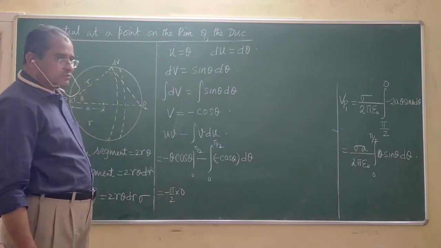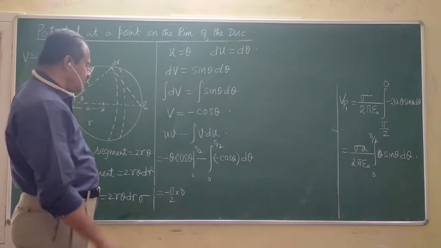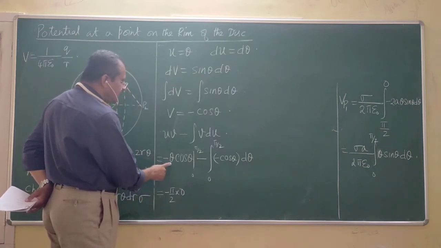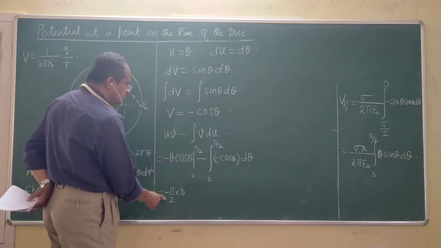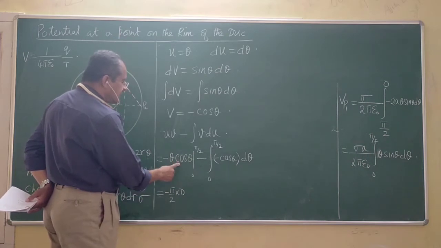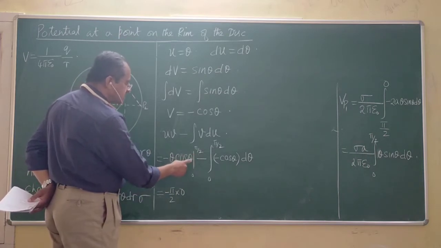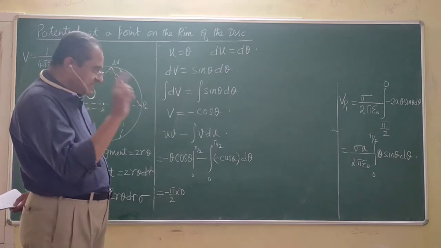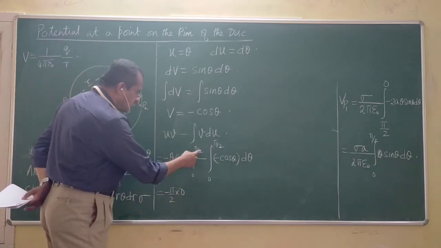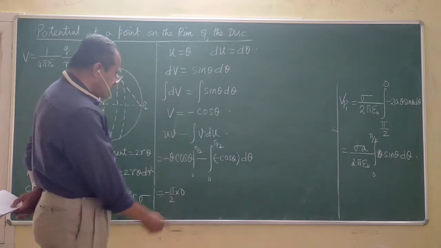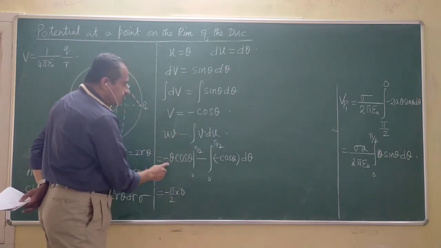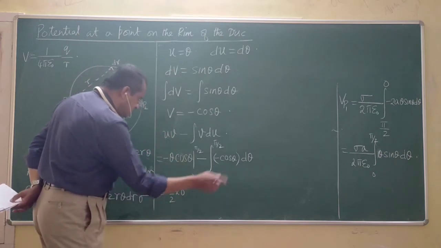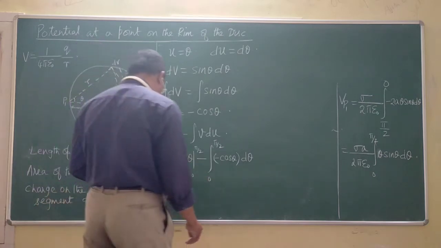If you are not able to understand, I am repeating it once again. Minus sign I have retained. In the place of theta, I have substituted pi by 2. For cos theta, in the place of theta, I have to substitute pi by 2. Pi by 2 is 90. Cos 90 is 0. Therefore, 0. Upper limit is over. Lower limit: in the place of theta, you have to substitute 0. Anything multiplied by 0 is 0. Entire thing 0. Is that okay to you?